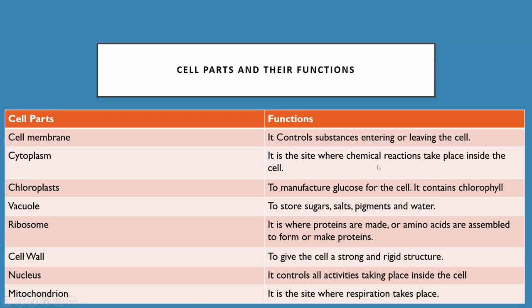Moving on, this is the most important part, understanding the cell parts and their function. I'm going to start with the cell membrane. The cell membrane controls substances that are either entering or leaving the cell. Whatever enters or leaves the cell is controlled by the cell membrane. The most important thing you need to understand is that it's selectively permeable, meaning it doesn't allow everything in or out.